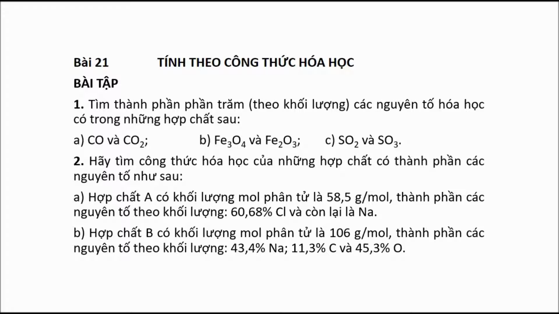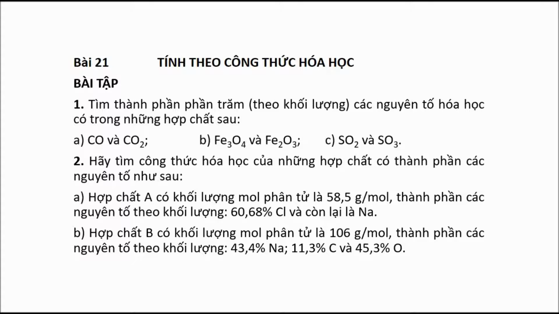Exercises. 1. Find the mass percent of chemical elements in the following compounds: A. CO and CO2, B. Fe3O4 and Fe2O3, C. SO2 and SO3. 2. Find the chemical formulae of compounds which have mass percent of elements as follows.